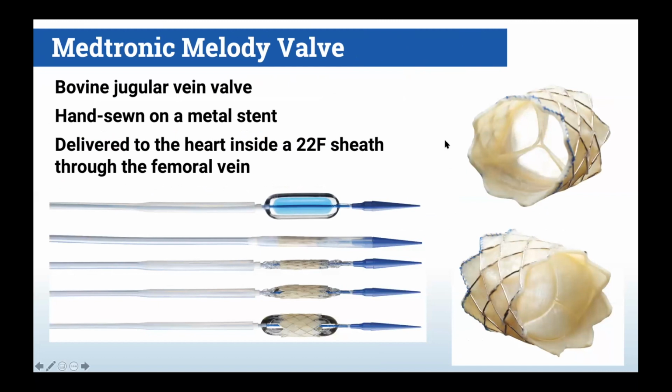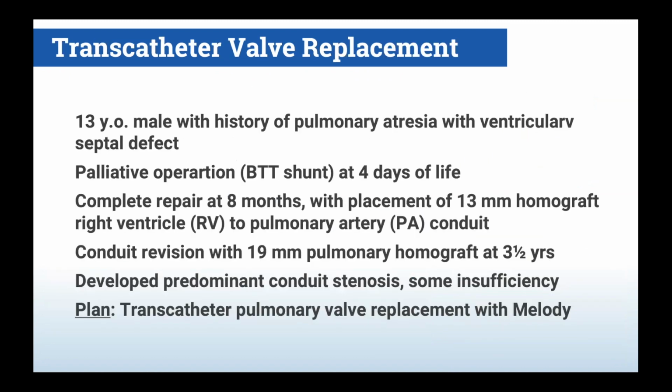So the valve, as you can see here at the bottom, is hand sewn onto a metal frame, and it's put onto a balloon catheter, which is collapsed inside a sheath. The sheath is 22 French, so it's about a 7 to 8 millimeter thick catheter that goes into the groin, maybe something about the thickness of a pencil or so. So it's a relatively large bore catheter, and so not really something for very small children, but for older children and teenagers, it's become a real advance for them.